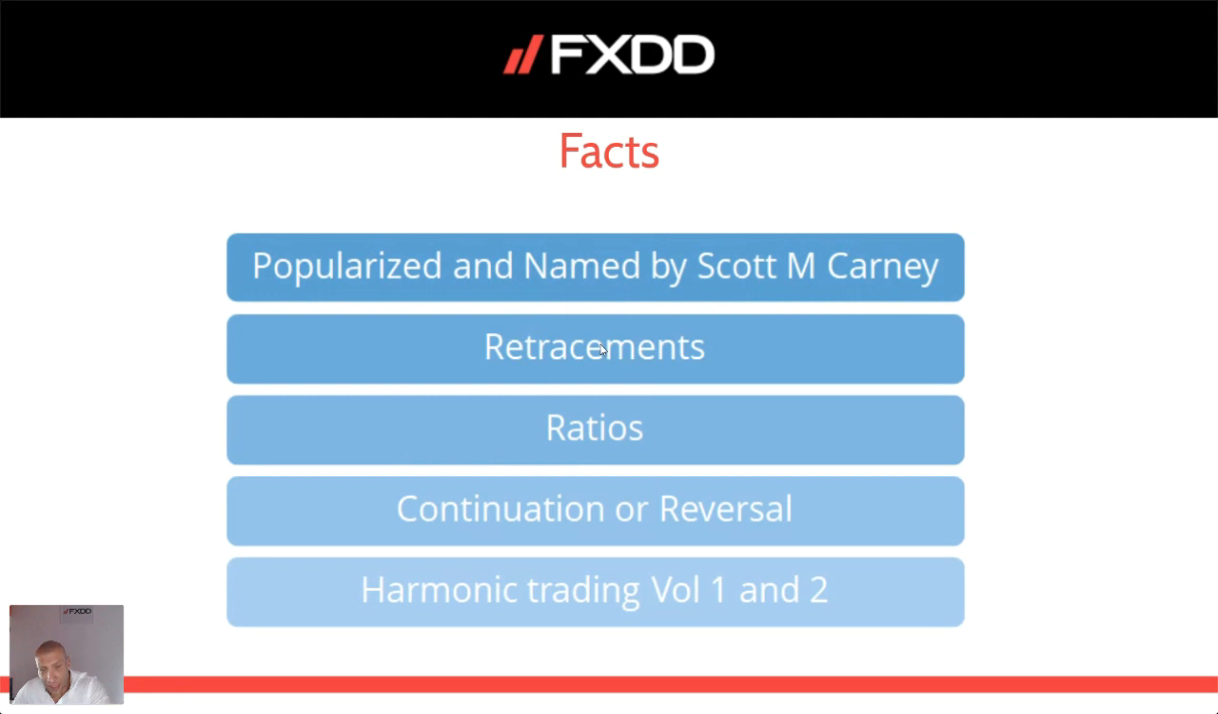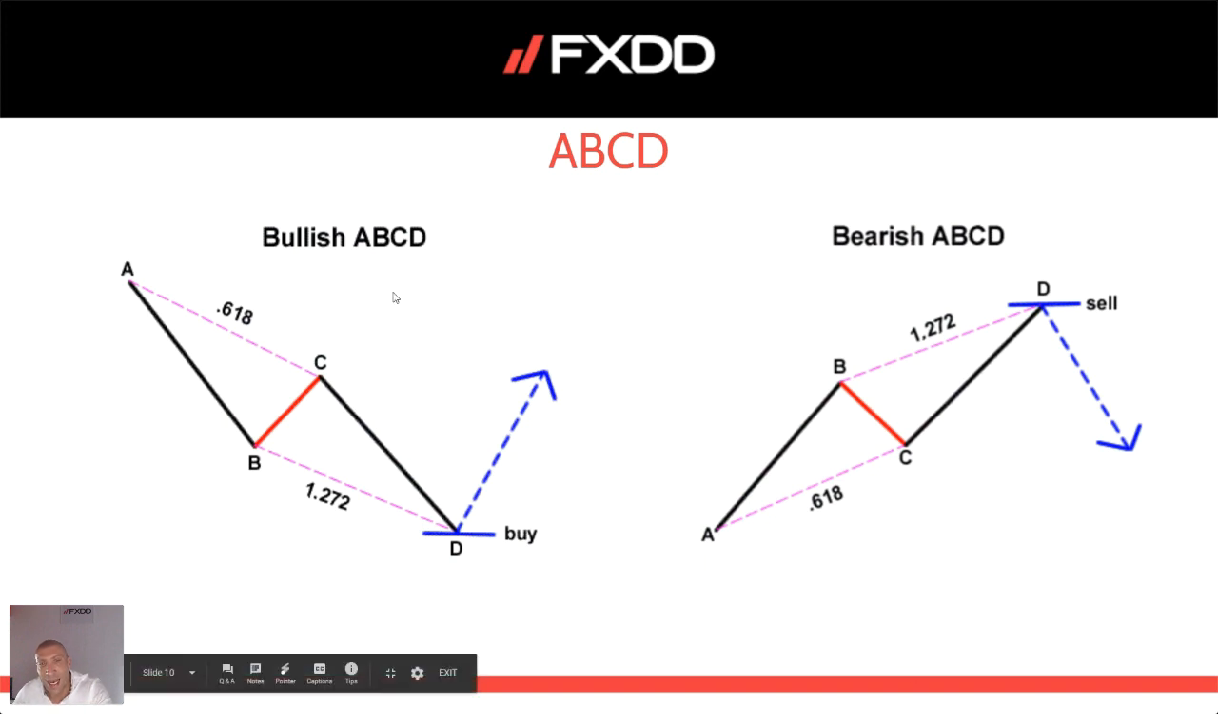Now, again, facts. They were popularized and named by Scott M. Carney. Those harmonic patterns use retracements and ratios. They can be either continuation or reversal patterns. Mostly they're reversal. And if you want to know more about it, you need to read Harmonic Trading Volume 1 and 2. So this is the ABCD pattern.